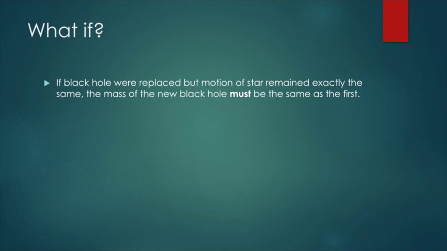G is universally constant, so if the black hole in this experiment were replaced with another black hole, and the star moved in the same exact orbit around it as it did in this experiment, the distance between the star and the black hole would be the same at every point in this new experiment as it was in the first. Thus, it would be impossible for the motion of the star to remain unchanged if the new black hole had a different mass than the first one did. This new black hole must have the same mass that the first one did.